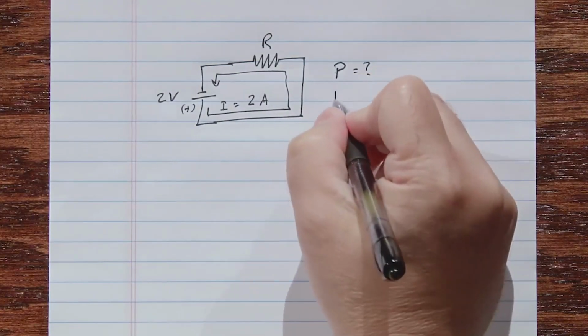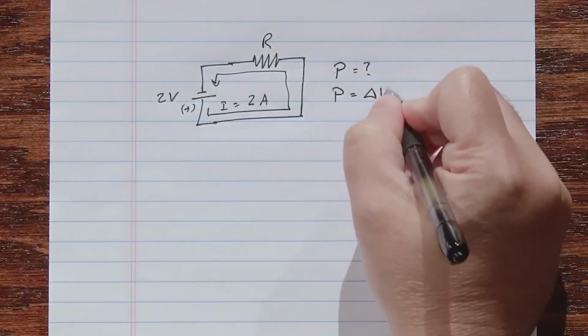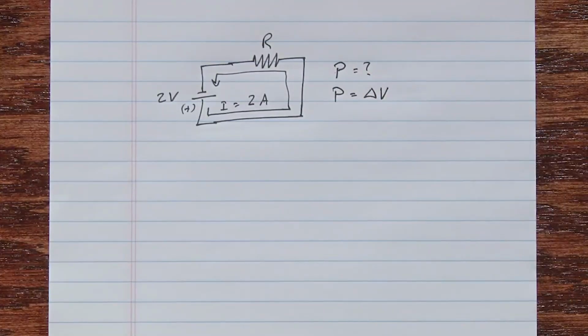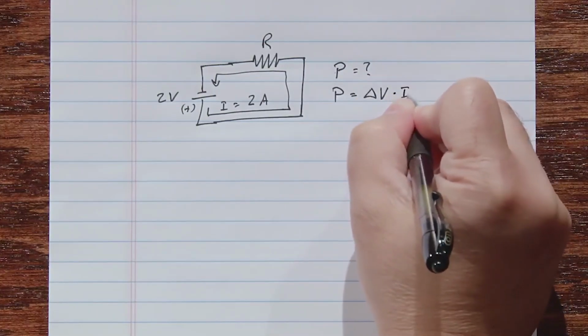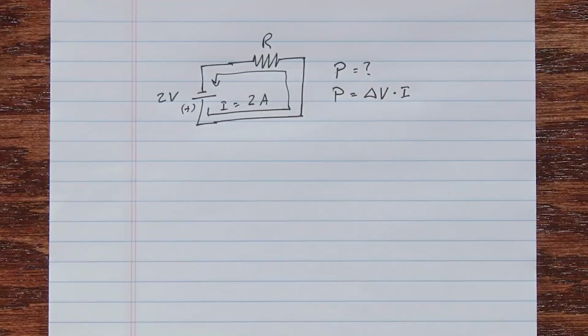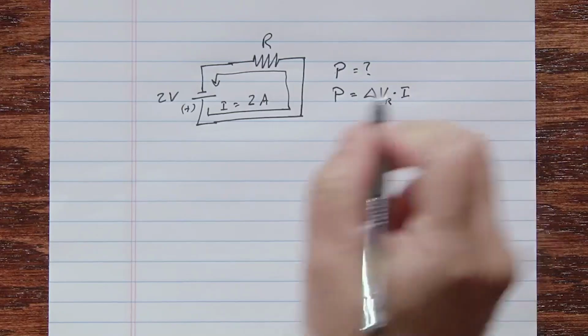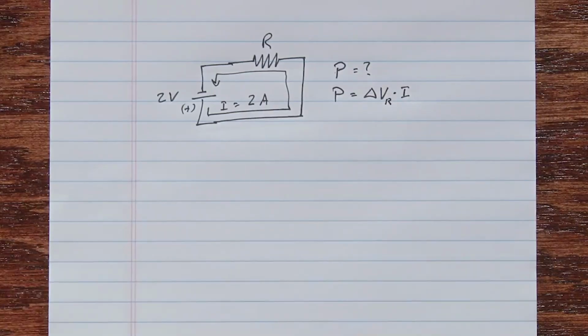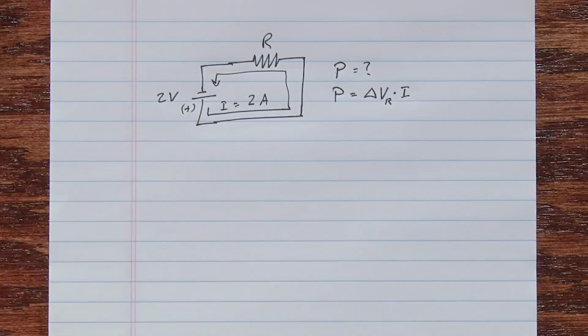We do know that the power dissipated by the resistor is the voltage difference across the resistor times the current. So delta V times I. Well, we know I is 2 amperes. What is the voltage difference across the resistor? And I'll mark that as delta V R, so that we know that we're looking for the change in voltage across the resistor. Well, you might intuit that it's 2 volts, and you would be correct.